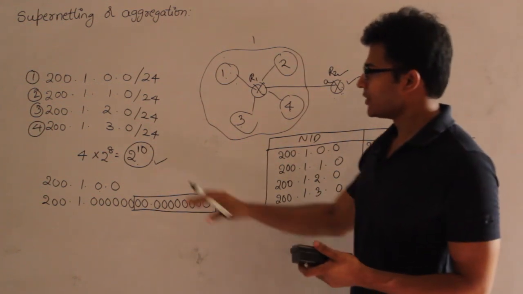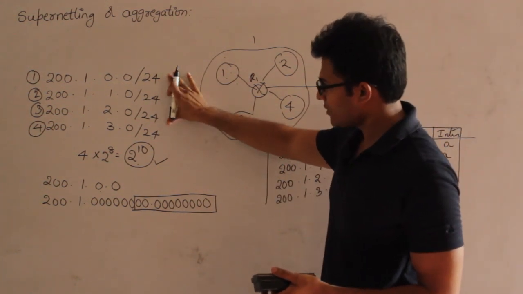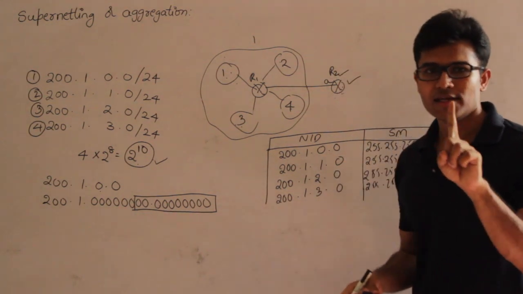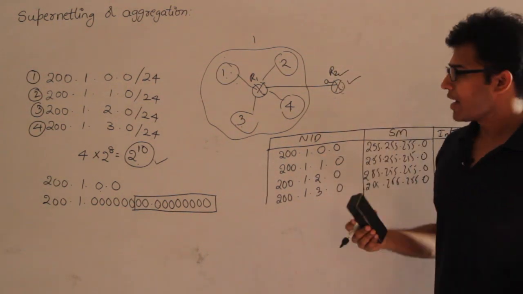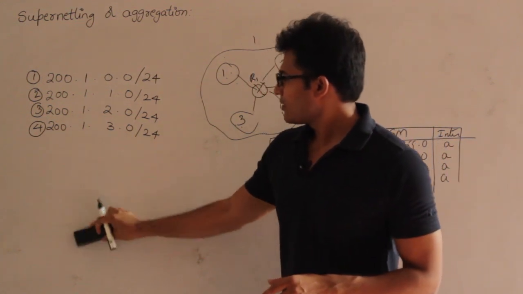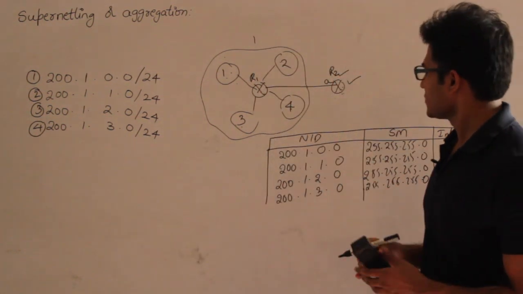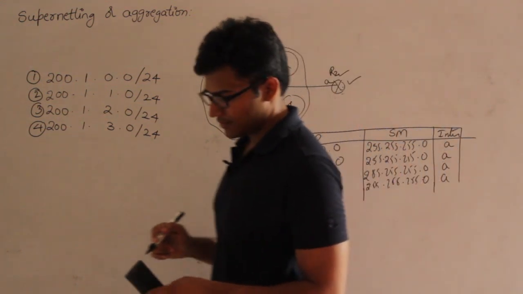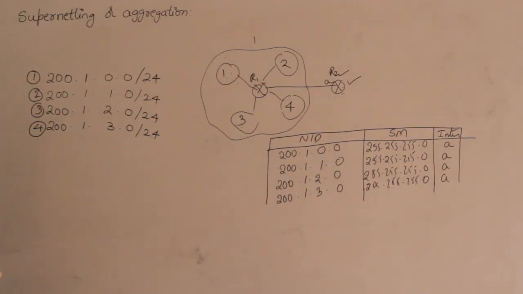So for all of these networks, I want to have a single ID, which is called the supernet ID. I want the supernet ID for all these, and I want the supernet mask, so that I can put it in these places, right? So first thing is, in order to find out the supernet ID or supernet mask, let's find out the supernet mask first.